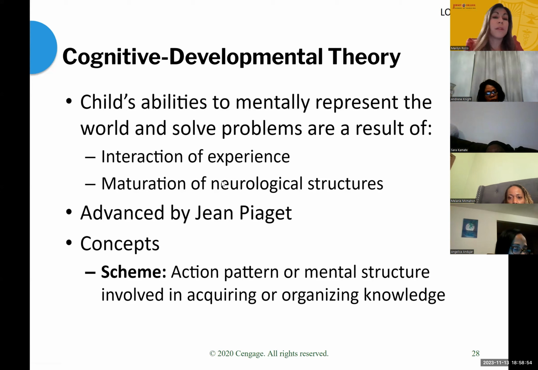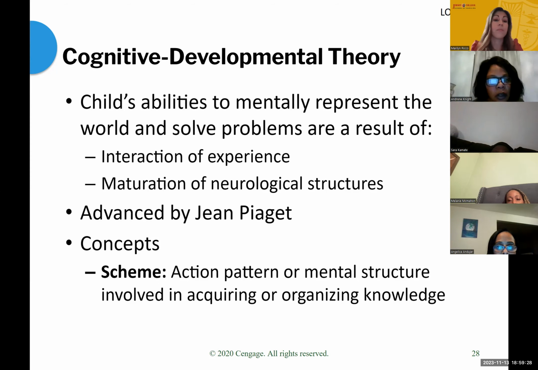So a child's ability to mentally represent the world and solve problems is the result of the interaction of experience and then the maturation of neurological structures. They have to be able to cognitively understand what they're doing. You can't stick an infant into the room and have them model the behavior, right? Maybe a toddler could start modeling it, but the infant is not cognitively there yet. But as they advance through the stages of their life, they mature and they start learning based on the interactions that they have around them.